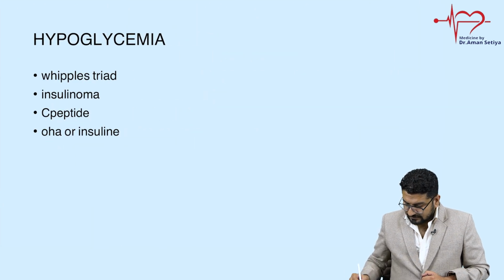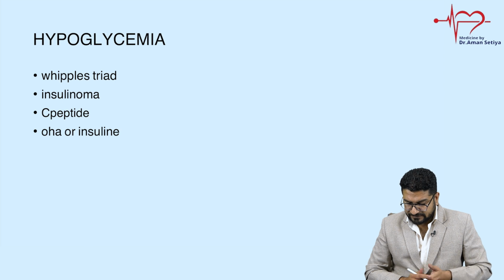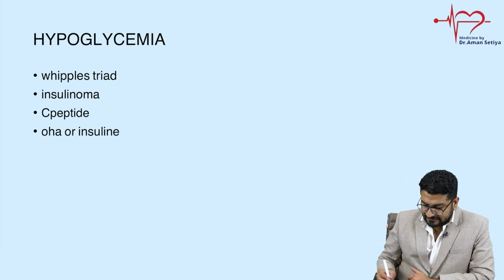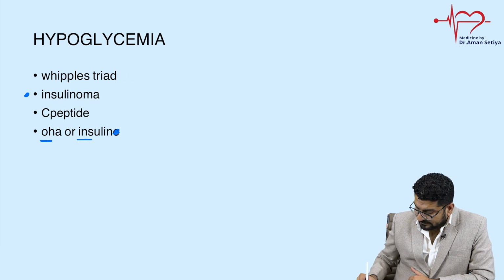Now coming to the opposite of diabetes, what do we have? Hypoglycemia. Hypoglycemia can occur due to many reasons: due to OHA or excess consumption of insulin, or because of an insulinoma. Whenever a person comes with hypoglycemia, we make the diagnosis by a triad called Whipple's triad.